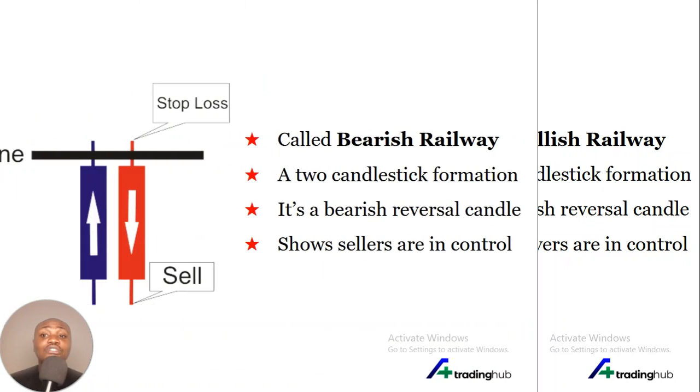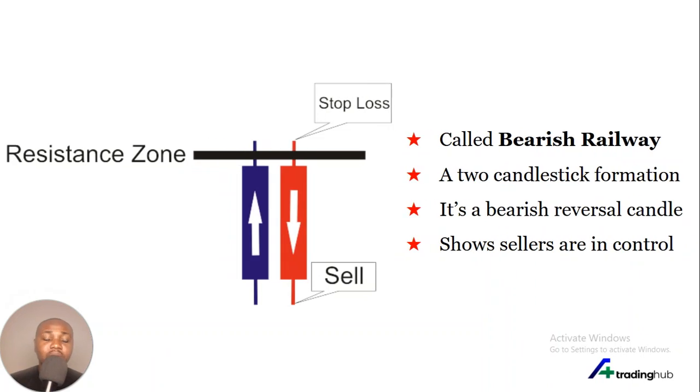The sister is called the bearish railway. It's also a two candlestick formation. It shows that sellers are in control at that particular time. It is a bearish reversal candlestick. So when you see them on resistance zones or supply zones, this suggests that price may start selling from there.